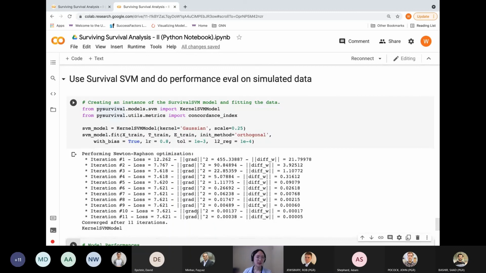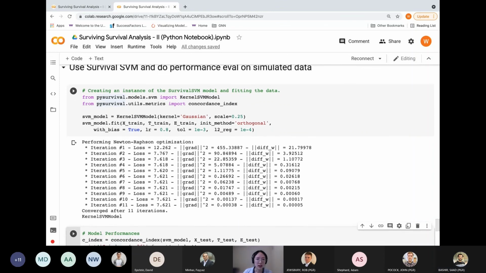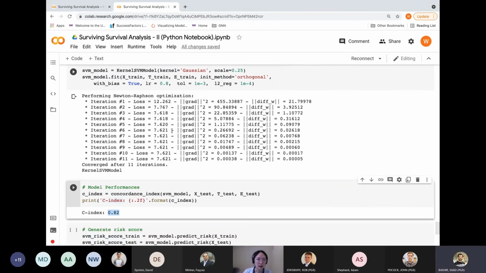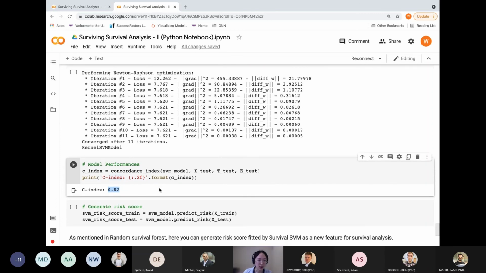Okay, and the second technique is survival SVM. Here we use the same data set and also the same data splitting method. We call this function from the PySurvival package, which is the kernel SVM model. We fit this model on this training set, and after the training finishes, we can evaluate this fitted model on this test set. Here we get a concordance index on the test data set of 0.82.